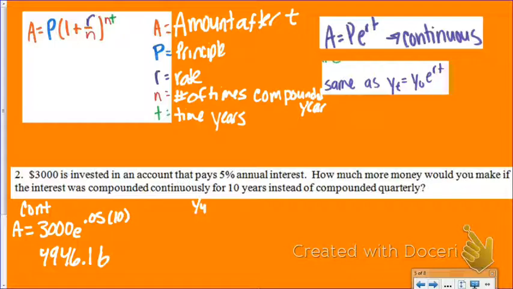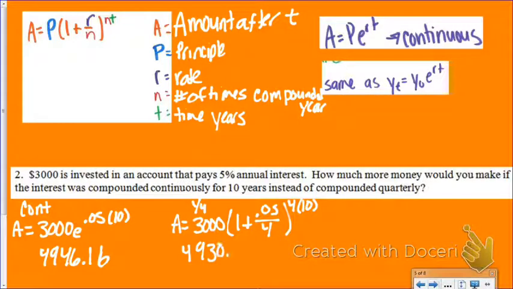Now let's compare that to if it was compounded quarterly. Okay, so if it's compounded quarterly, I need to use the other formula. I'm still looking for A. I still know 3,000 is a starting amount. Then it's 1 plus 0.05 divided by n, so the number of times it's compounded a year. If it's compounded quarterly, that's going to be 4. And then it's 4 times t. I didn't mean to put n, I meant to put 4. And then my time here again is 10 years. And again here, your variable is already by itself, so type this in your calculator and you should get your total value, which in this case is $4,930.86. So as you can see, you make more money the more often this is compounded.